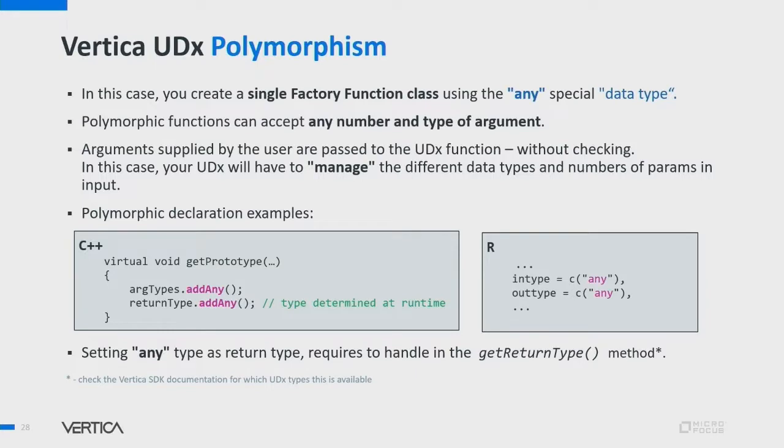And then you have to remember that a polymorphic function can accept any number of arguments. However, once they are passed to your UDX, they are not being checked by Vertica. So you have to manage inside your UDX how to deal with the particular type of the attribute, if the algorithm should work differently for text data, or how it should work if you are passing numeric data format. If you are designing your polymorphic UDX to support any as a return type, it requires you to handle that in the method called getReturnType. And please also check the documentation for which UDXs it is allowed to use polymorphism as a return type.